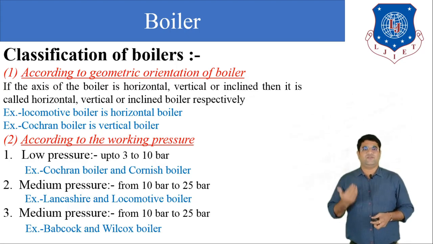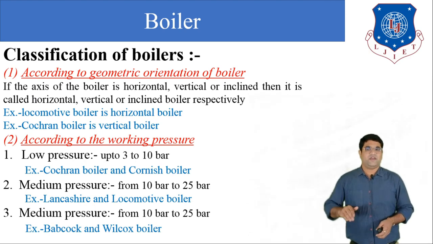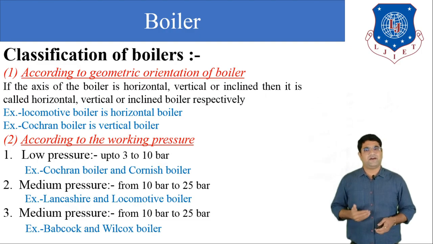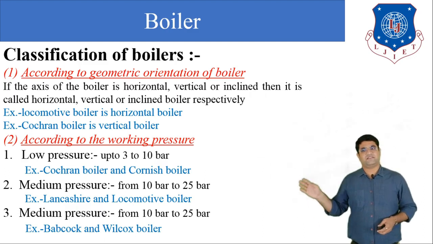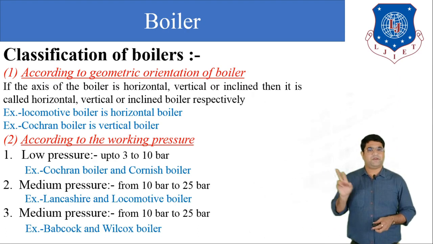Generally, the Cochran boiler and the Cornish boiler are low pressure boilers. Medium pressure boilers are the Lancashire boiler and the locomotive boiler, and for pressure above 25 bar, that is the high pressure boiler. The Babcock and Wilcox boiler is an example of the high pressure boiler. Here you have to keep in mind that the third point is the high pressure boiler.